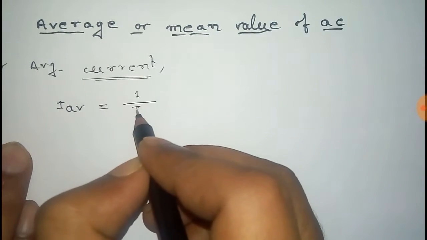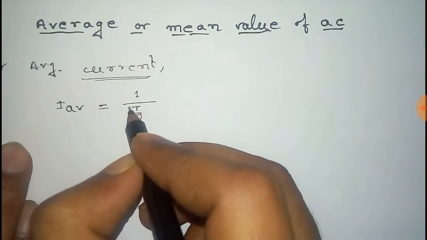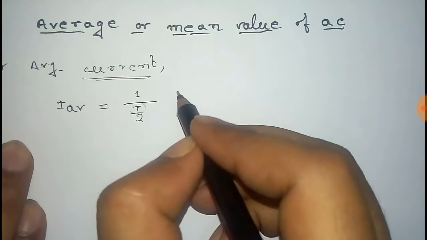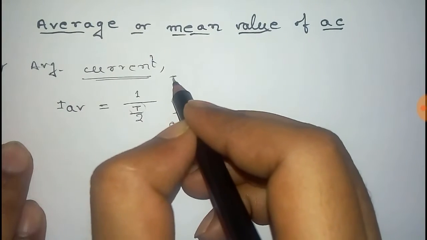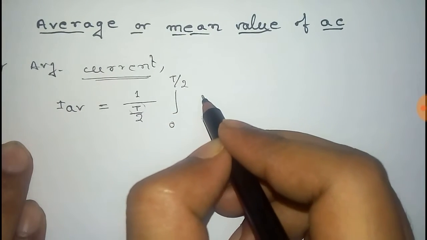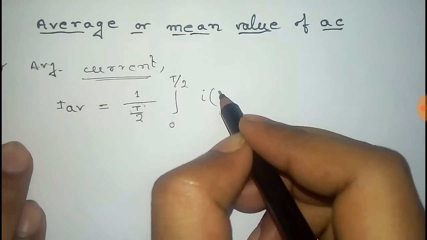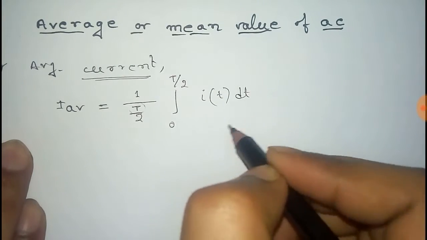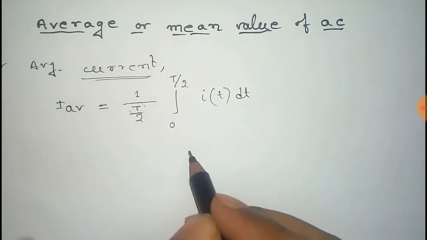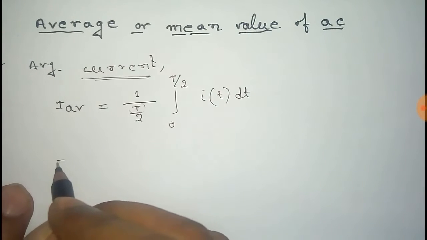1 by T by 2. Here T is the time period for a full cycle with the limit 0 to T by 2, T by 2 for half cycle there. And I is the function of time into dt. That would give us the average current.